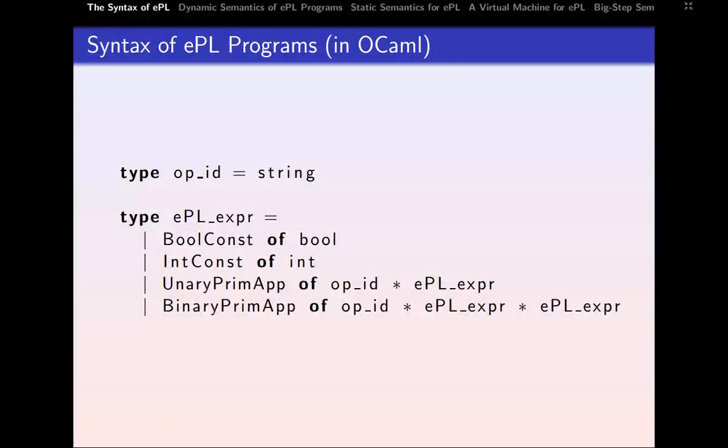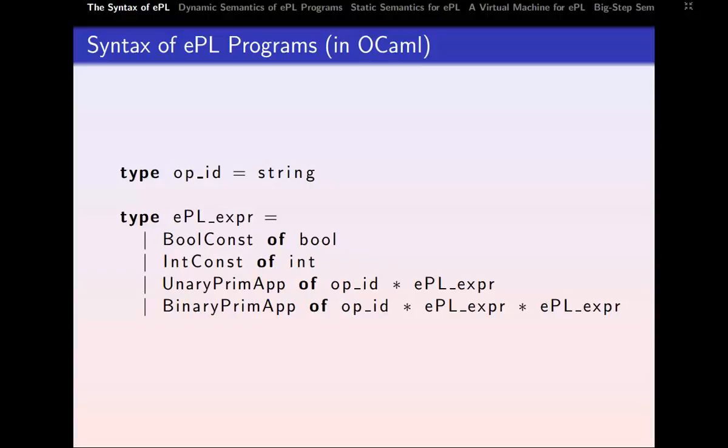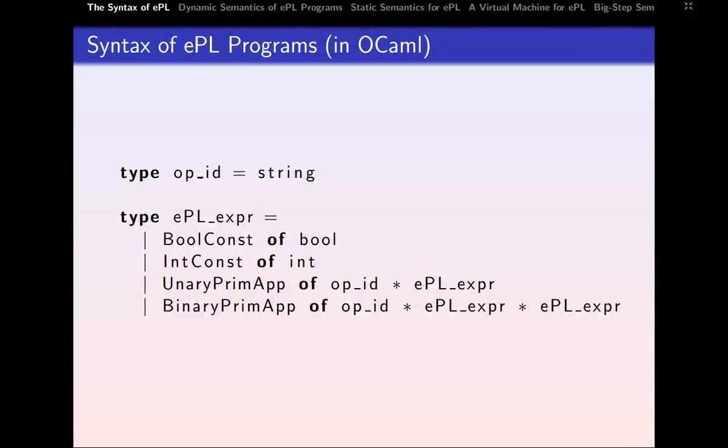And then we're going to have a unary primitive application, which is a unary operator, and the op ID is a string. So we have to say which is the operator and which is the operand, and the operand is another expression. Notice the recursion. Or it's a binary primitive application of a binary operator to two operands, both of them being expressions.